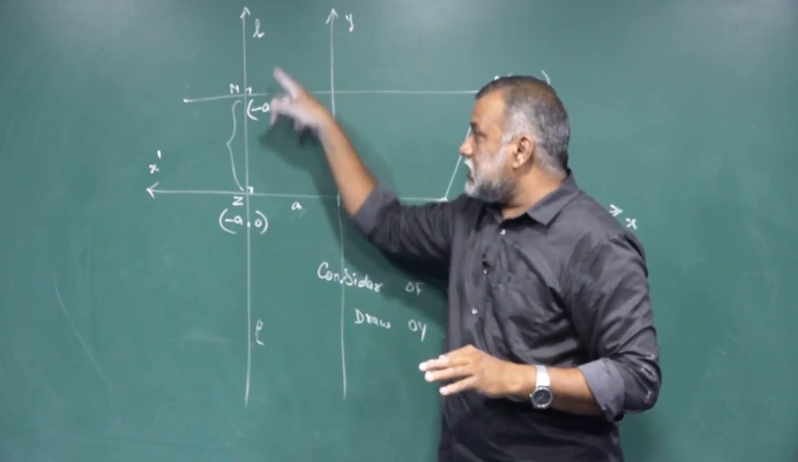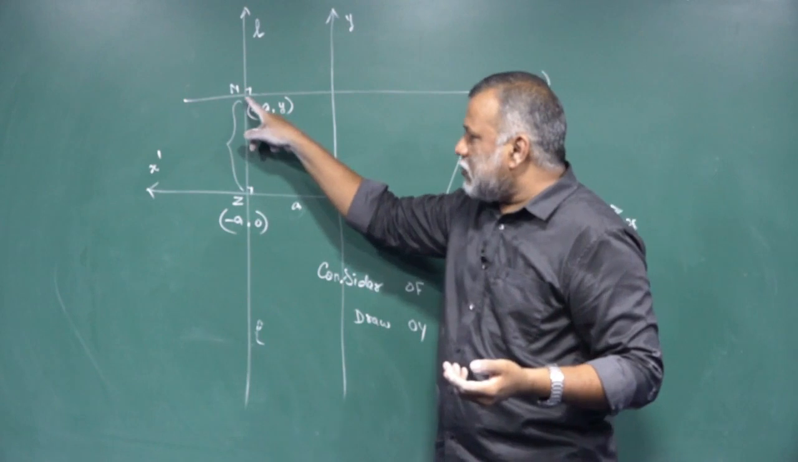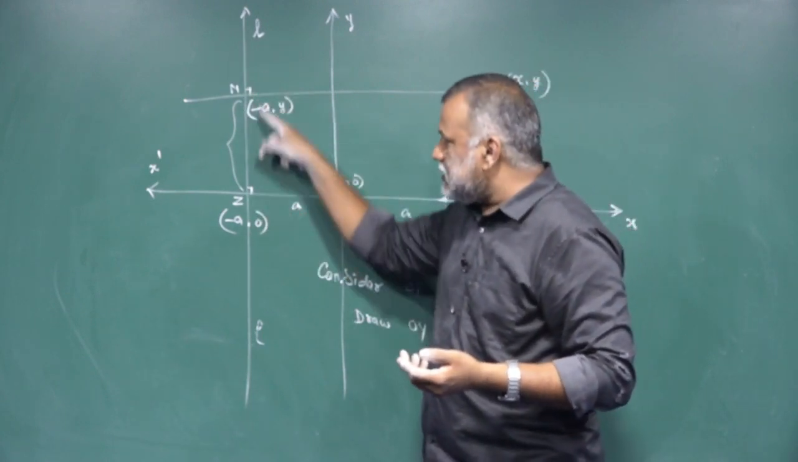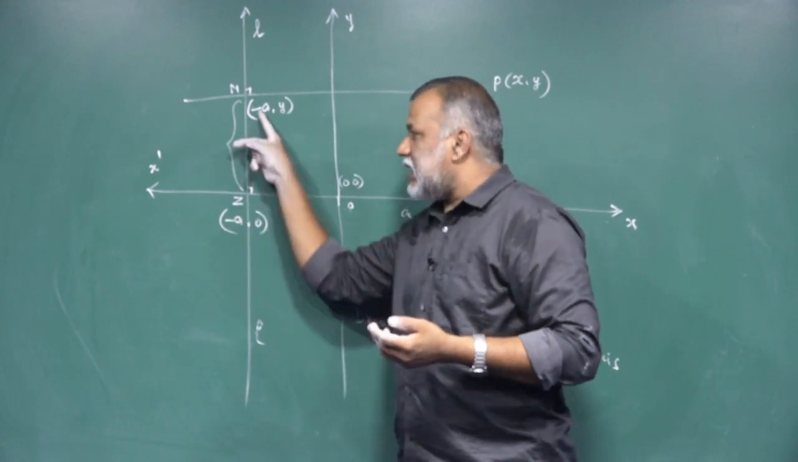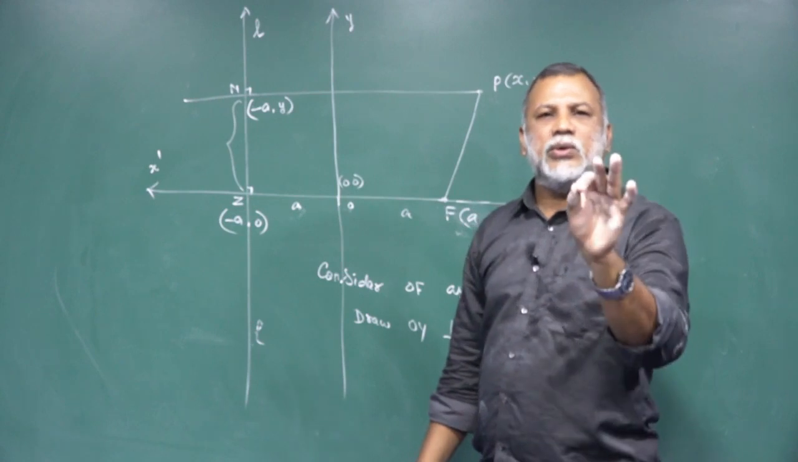Now consider this important concept: (-a, y). How? This is the point M. This line is parallel to the y-axis, and this line has -a as its x value. Y is unknown, therefore we can say (-a, y).